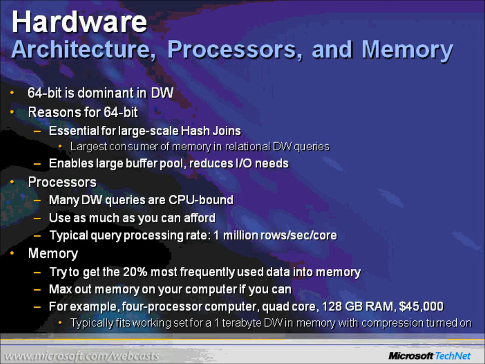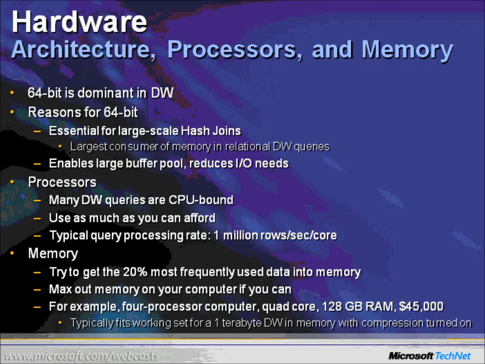As far as memory is concerned, you should have enough main memory available to get the 20% of the data in your database that's most frequently used into your main memory buffer pool, so it's cached in memory all the time. For example, let's consider a modern piece of hardware. Suppose you had a 4-processor computer, quad-core processor, so you got 16 cores. You can buy that for about $45,000 with 128 gigabytes of RAM, not including the I/O system, maybe even less than that at this point in time.